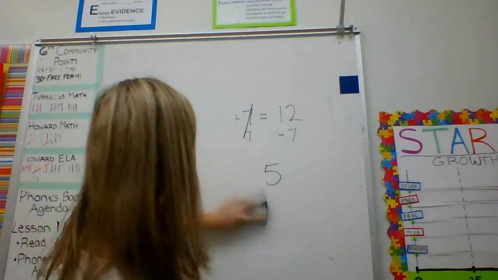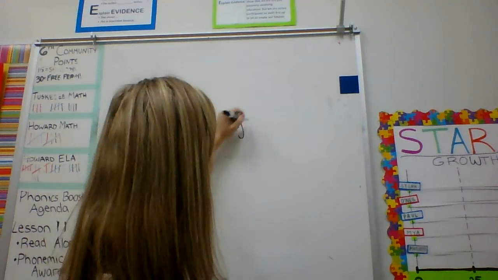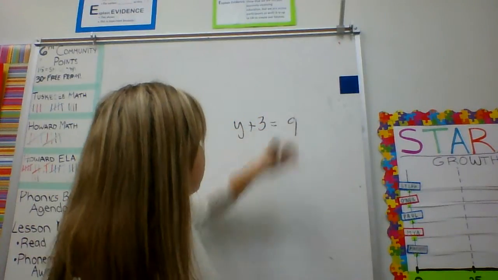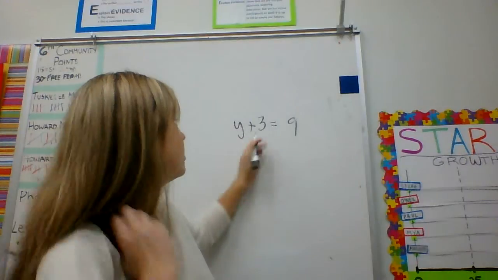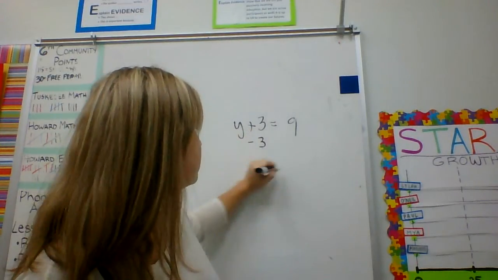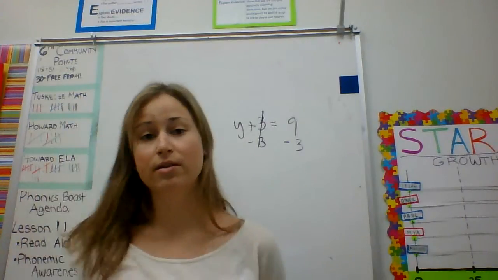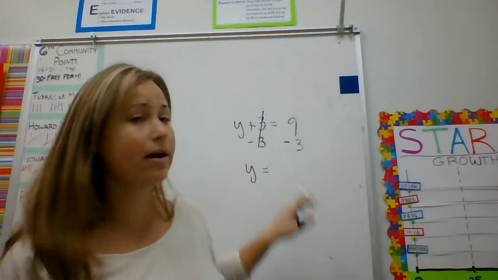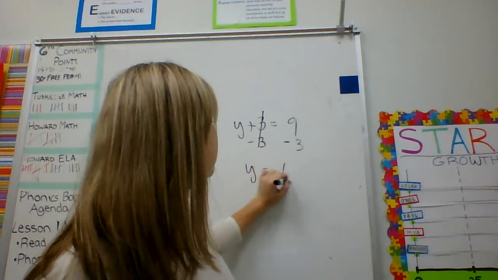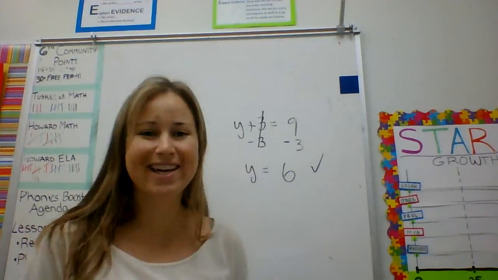All right, so you should have gotten, for example 2, y plus 3 is equal to 9. We want to get y on its own. That's our variable. So we need to do the inverse operation. Subtract 3 on both sides. Our 3's cancel out, they equal 0. So y is equal to 9 minus 3, which is 6. Give yourself a check if you got that. If not, just correct your mistake.